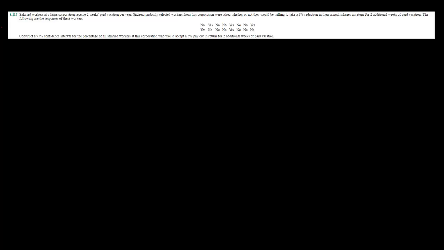Okay, construct a 97% confidence interval for the percentage of all salary workers at this corporation who would accept a 3% pay cut in return for 2 additional weeks of paid vacation. Okay? So we're talking here about the people who are willing to take a pay cut for paid vacation. So here we are concerned with the yes responses.